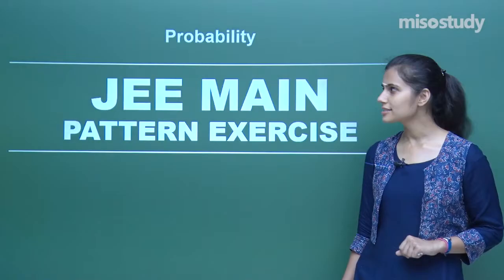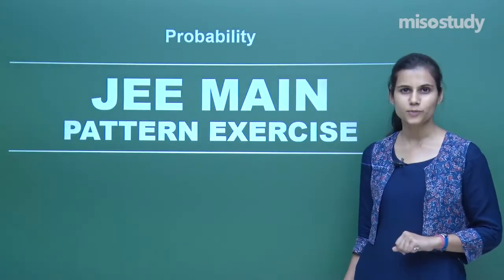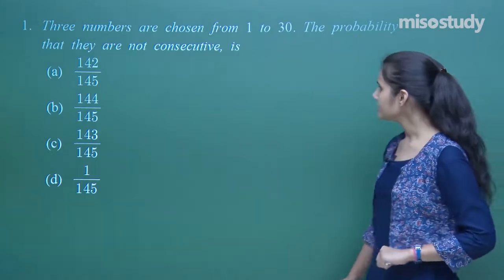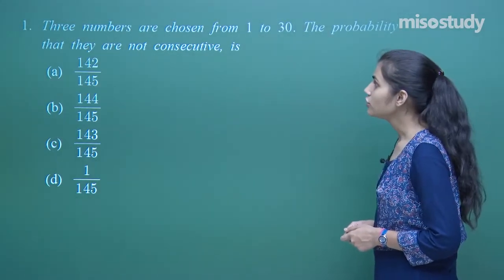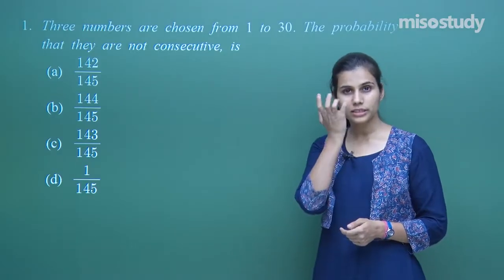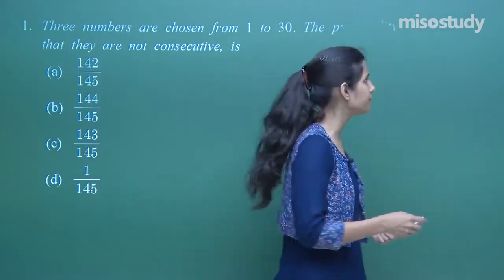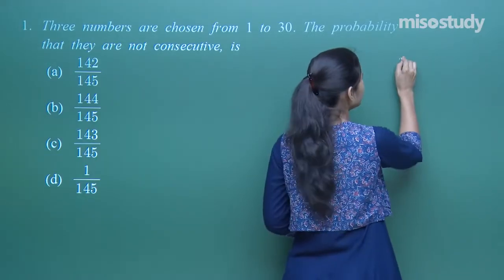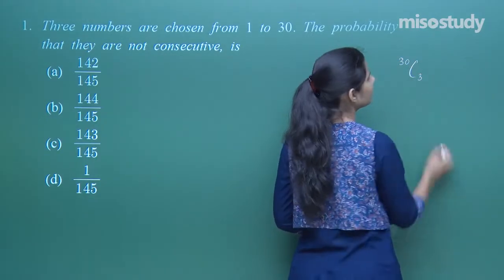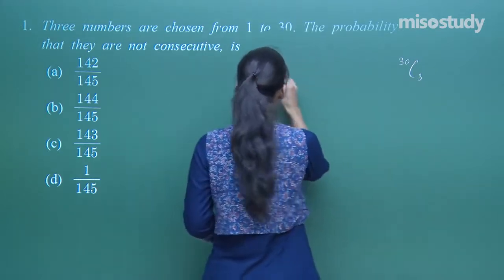So guys, let's begin our discussion over the JEE Main pattern exercises for probability. The first question says that three numbers are chosen from 1 to 30 and the probability that they are not consecutive is what? So from 1 to 30, in how many ways can you choose three numbers? Three numbers can be chosen out of 1 to 30 in 30C3 ways.